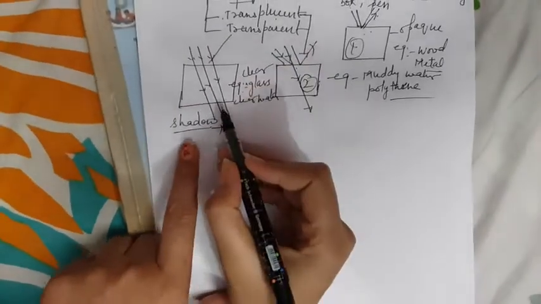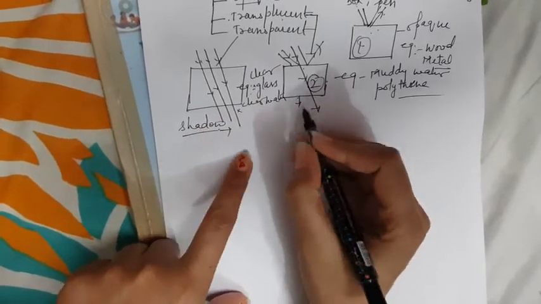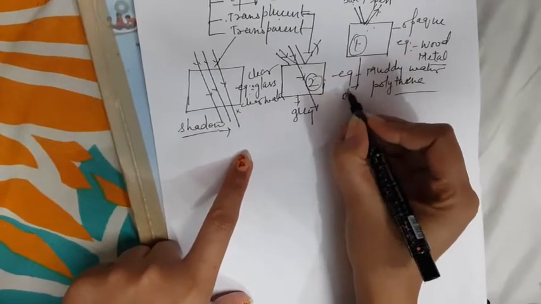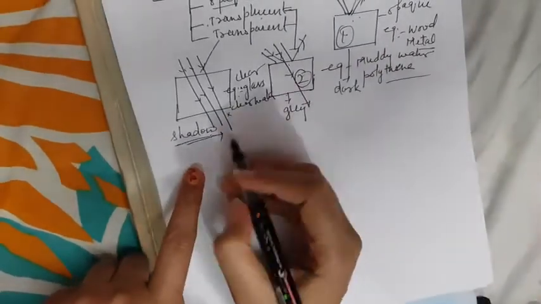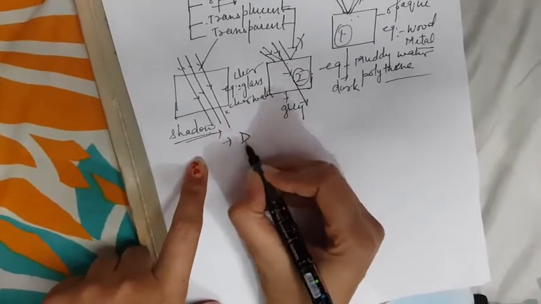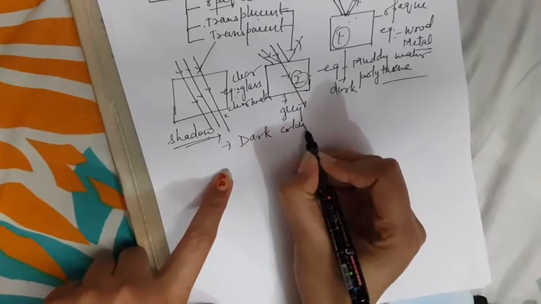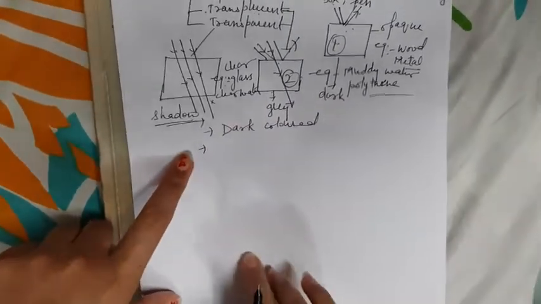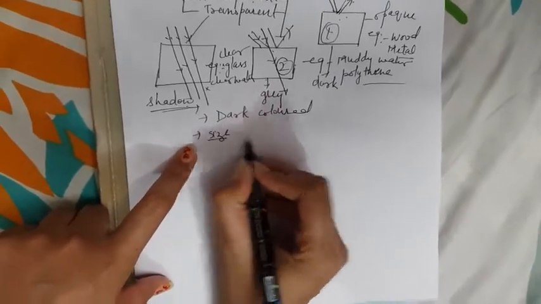Okay, now a transparent object will never form a shadow. A translucent object will have a gray color shadow, and an opaque object will always have a dark color shadow. Now the features of a shadow. A shadow is always dark colored, or you can say it is always black colored. Now the size of the shadow: the size is not always the same.